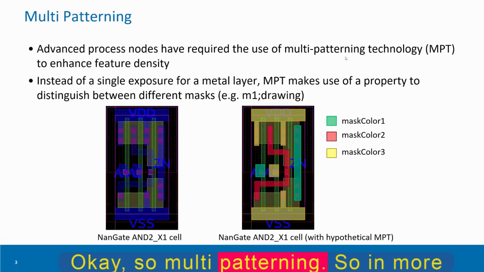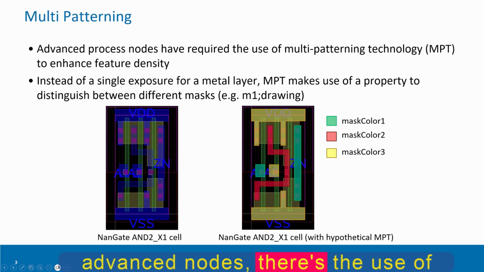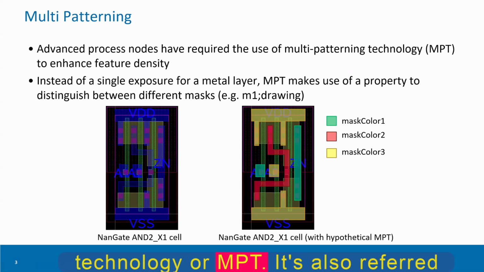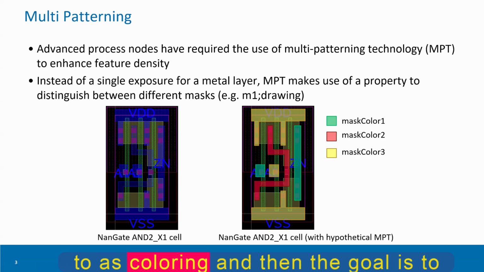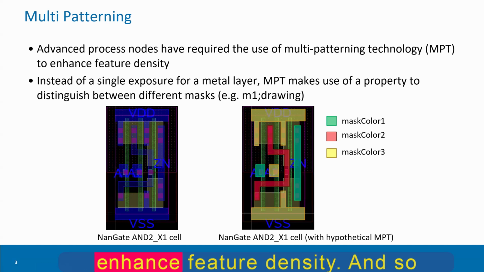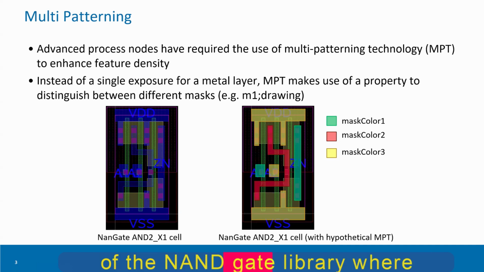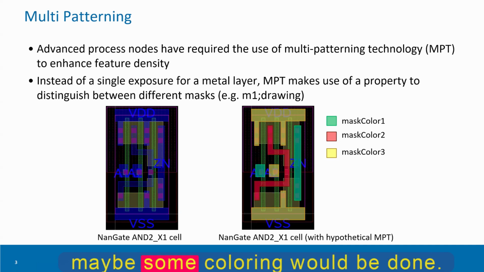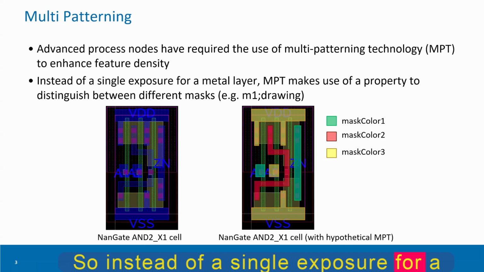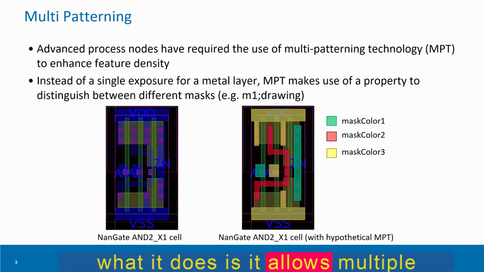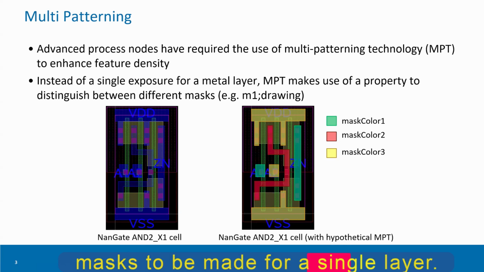Okay, so multi-patterning. In more advanced nodes, there's the use of what's called multi-patterning technology, or MPT. It's also referred to as coloring. The goal is to enhance feature density. Below, here's an example of a NAND gate library where maybe some coloring would be done. So instead of a single exposure for a metal layer, this coloring capability allows multiple masks to be made for a single layer.